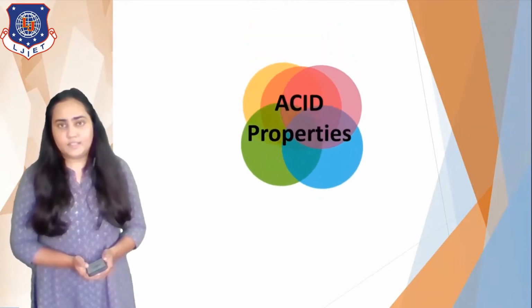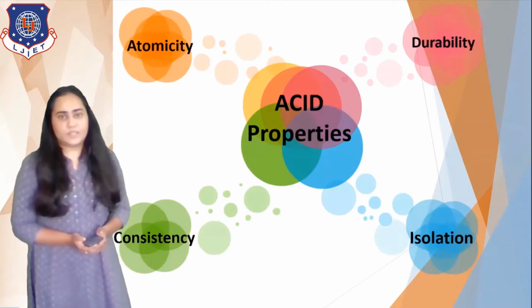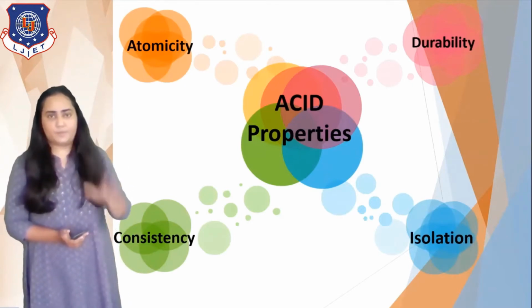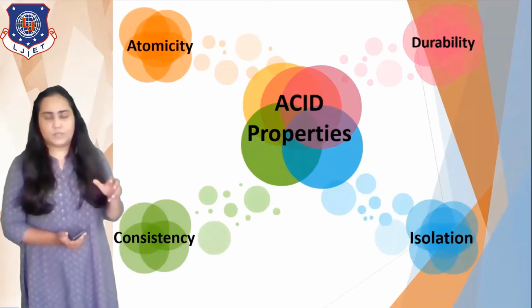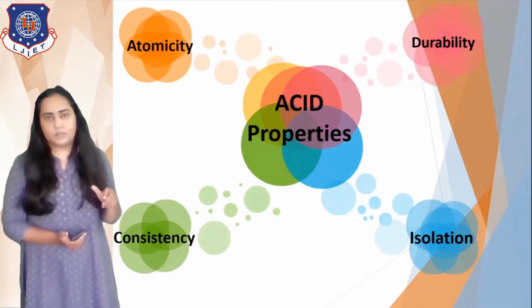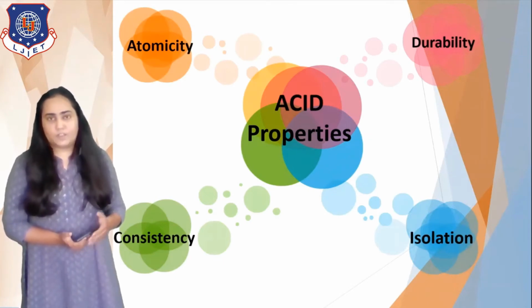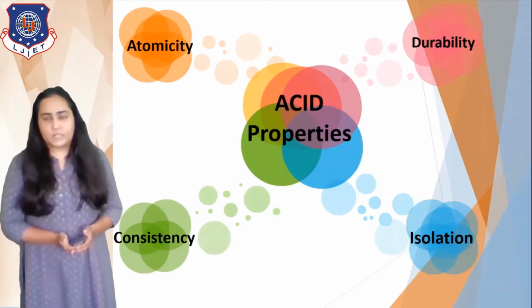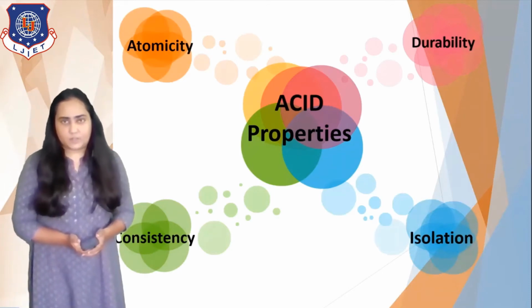Now, let us see the different ACID properties of transactions. All transactions have to follow these properties. These properties are there so that the transactions do not affect the database in an adverse manner. If these properties are not satisfied, then your database will suffer a loss of data, or there could be some discrepancy in the data. To avoid all these things, we need to maintain all these properties for all types of transactions.